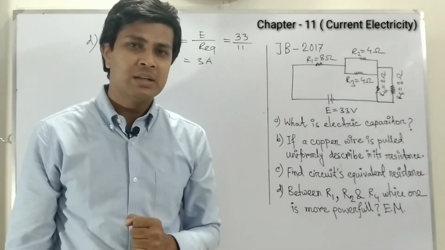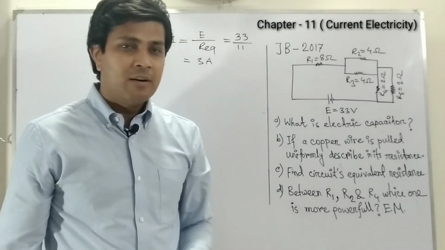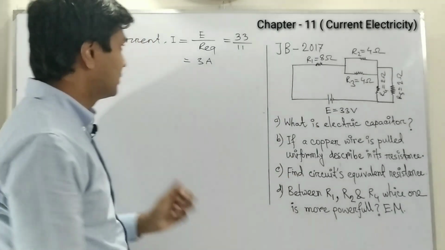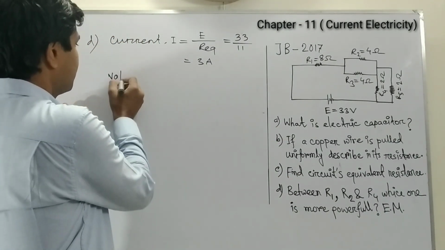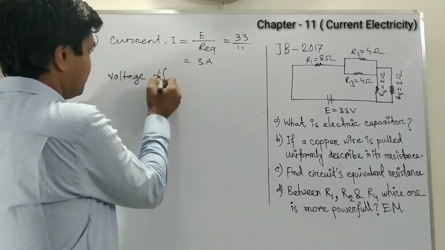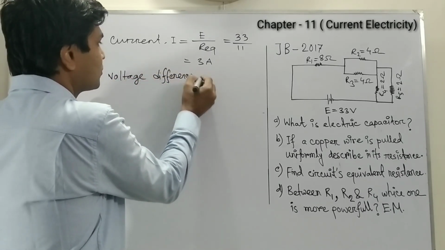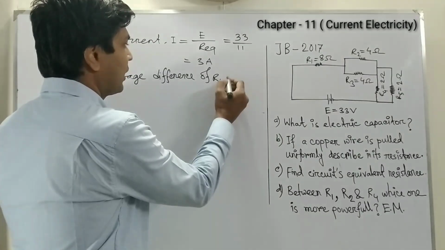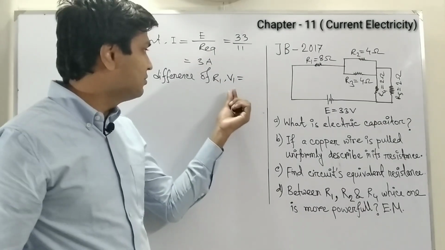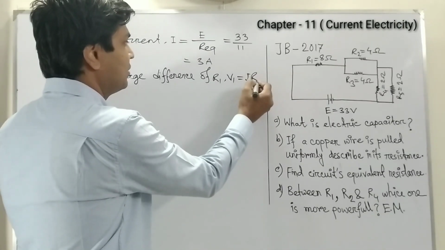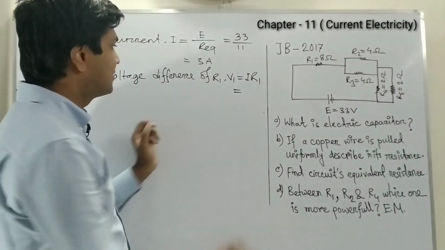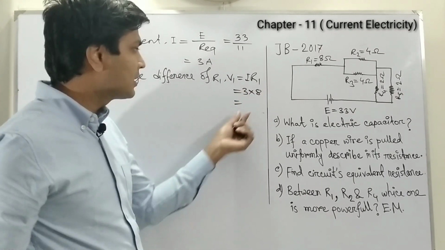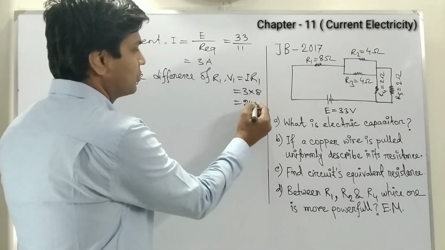If you want to calculate the power of the R1 resistance, we have to know the voltage difference across R1. Consider it V1. V1 equals I into R1. The value of I is 3 and the value of R1 is 8. So the voltage is 24 volt.